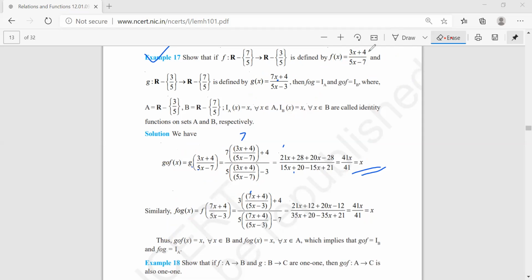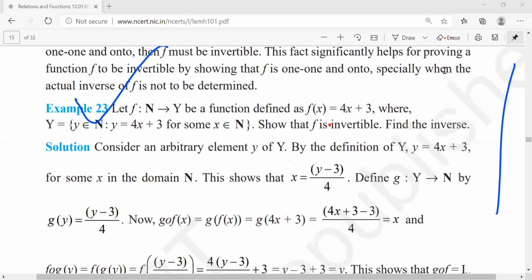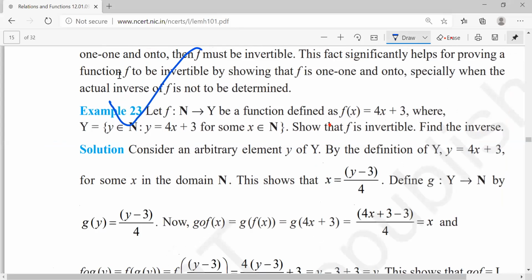This is one type of question. Then I'll give you time to do each and everything. This is one type of examination question. I told you example number 23 is very important. Correct? So here f of x is equal to 4x plus 3. Show that f is invertible. Find the inverse. Very important question. Please listen for 2 minutes. That's more than enough for this.